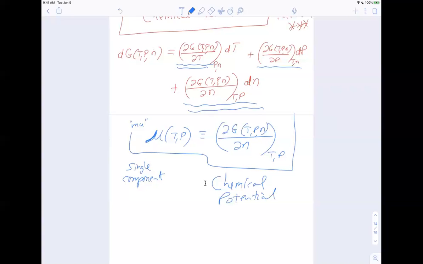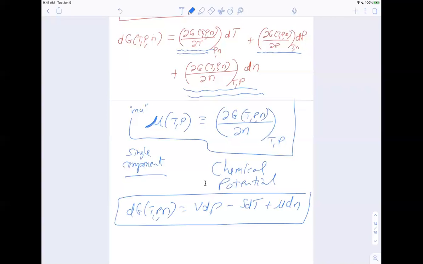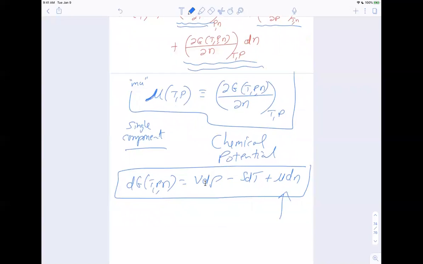So for a single component system, dG becomes V dP minus S dT plus mu dN. Now all we've done is add this extra term, and I've defined that extra term as the partial of G with respect to N. That should not be a surprise now because everyone knows what a total differential is for a function that depends on any number of variables. It's just the summation of partial derivatives multiplied by those differential changes.